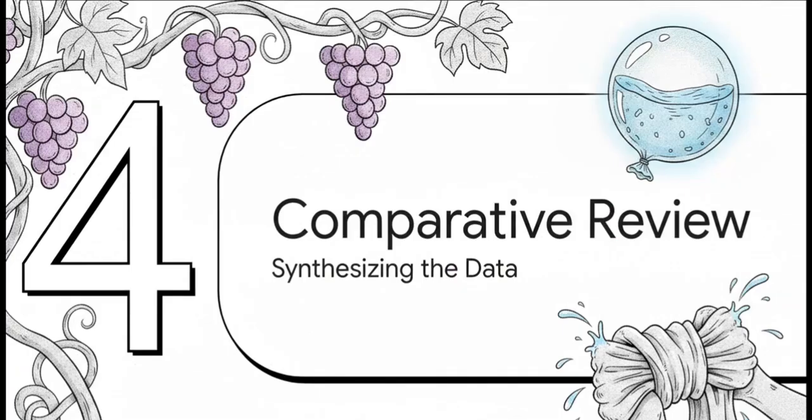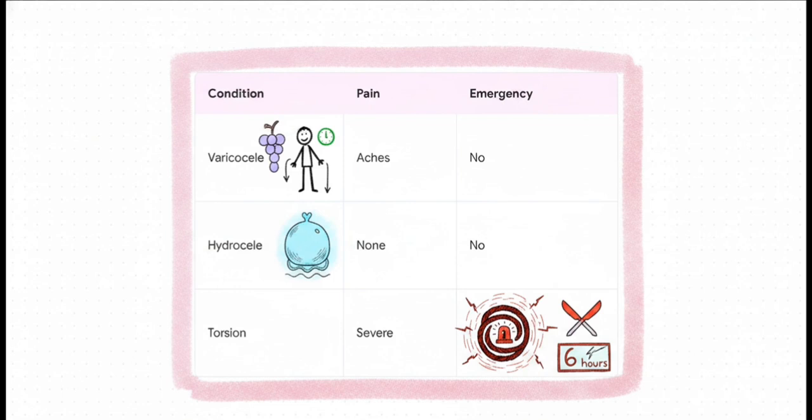Finally, Section 5, the final comparative review. Okay, let's take a breath, let that adrenaline fade a bit, and step back into a clear, analytical mindset. We've built 3 very distinct mental images today: the twisting grapevines, the glowing water balloon, and the aggressively wrung-out towel. Let's synthesize all this data and separate these conditions side by side.